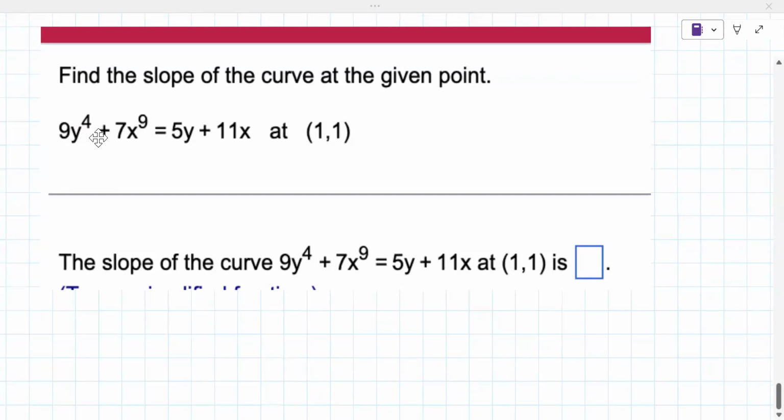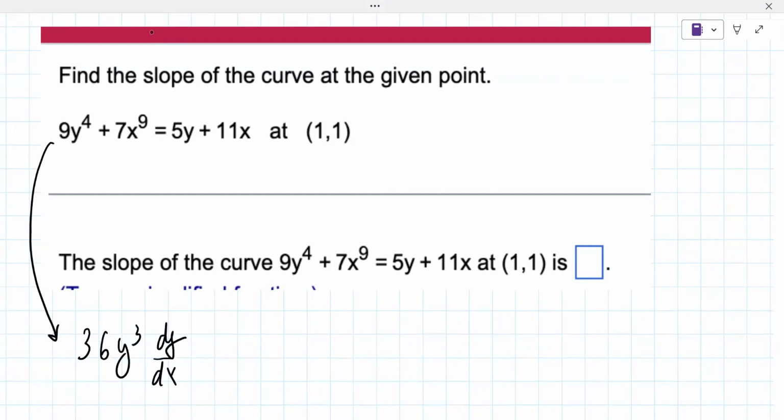So we got to take the derivative of this, and like I mentioned, when you take a derivative with respect to y, you treat it like x. Okay, so what would the derivative be if it was 9x to the fourth? It would be 36y to the third, and then you write this dy dx. So whenever you take a derivative with respect to y, I'm gonna have to remember that.